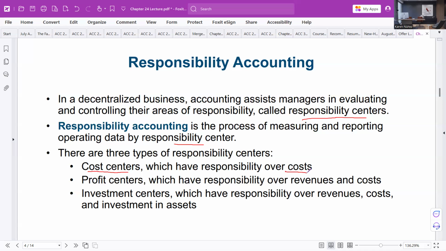They have manufacturing costs. They have materials, labor, and overhead. They don't have anything else. So you could have a plant manager in that situation that is managing that facility as a cost center. They are only responsible for costs.